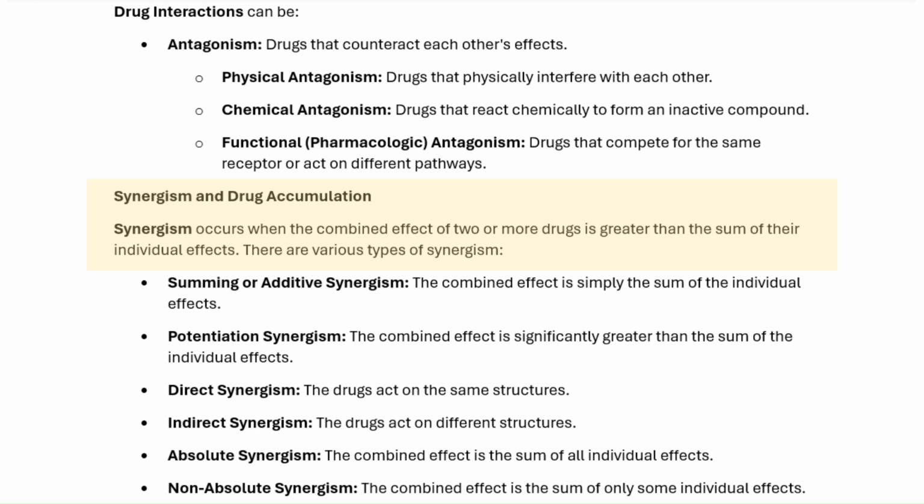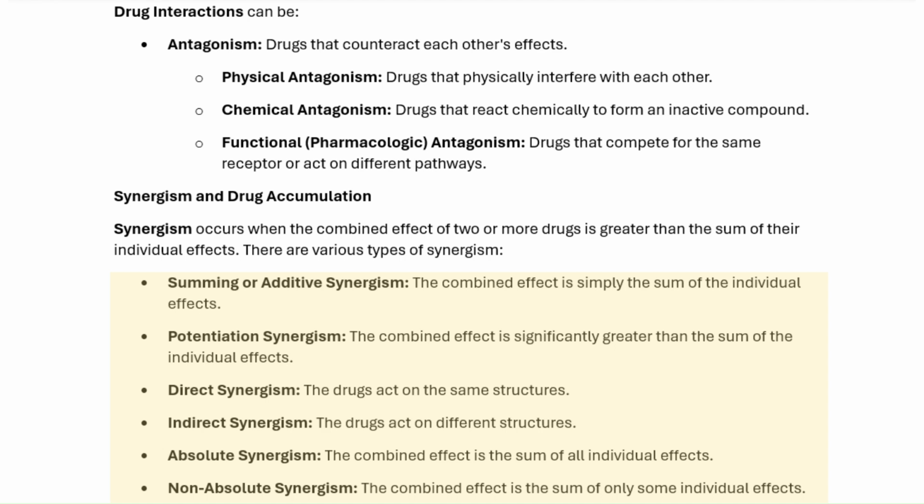Synergism and drug accumulation. Synergism occurs when the combined effect of two or more drugs is greater than the sum of their individual effects. There are various types of synergism. Summing or additive synergism: the combined effect is simply the sum of the individual effects. Potentiation synergism: the combined effect is significantly greater than the sum of the individual effects. Direct synergism: the drugs act on the same structures.